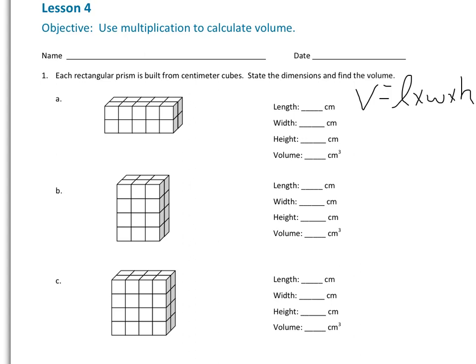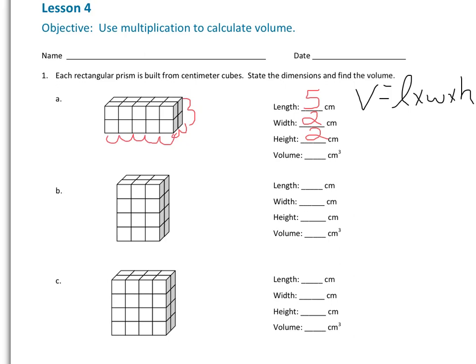The length is how long this is. So count the cubes. You have 1, 2, 3, 4, 5. So the length would be 5. Width is how wide it is. It's 1, 2 wide. And height is how tall it is. It's 1, 2. 2 for its height.